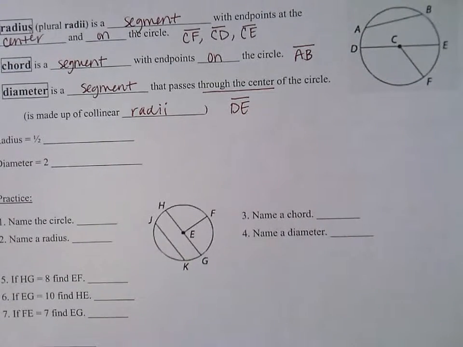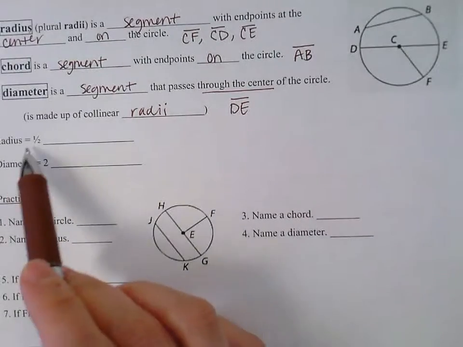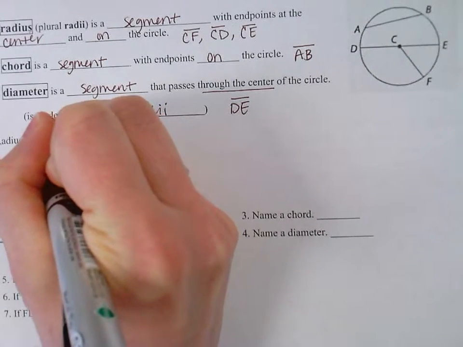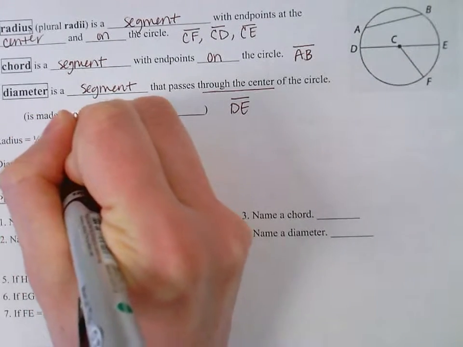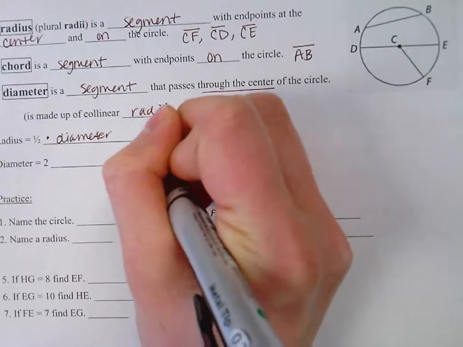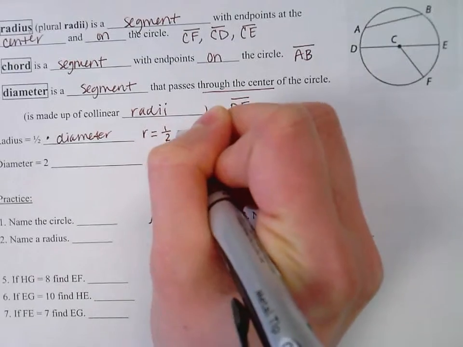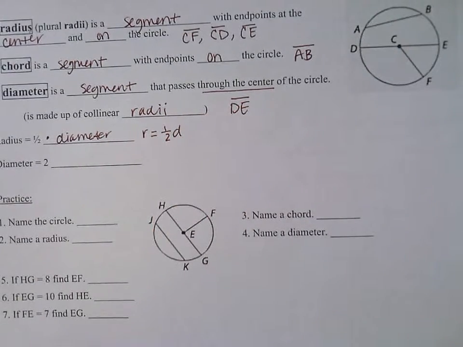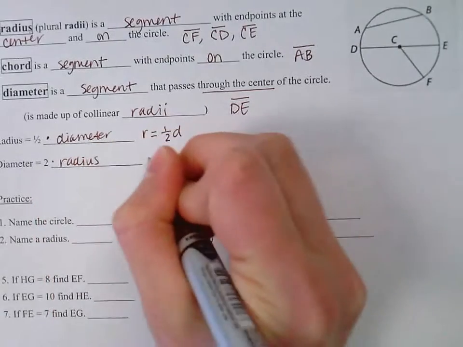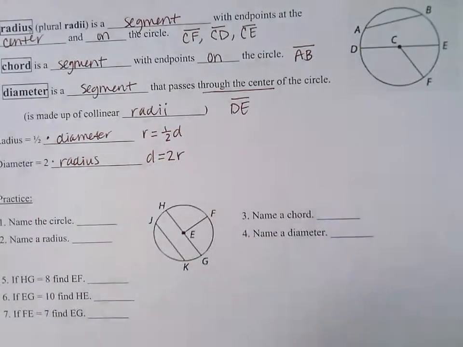And then the relationship between a radius and diameter, again as review: the radius is equal to half of the diameter. I'll put a multiplication symbol here, 1/2 times the diameter, or you're going to see that written as r equals 1/2 d, or you could put d divided by 2. And the diameter is twice as long as the radius. So diameter is 2 times the radius, or d is equal to 2r.